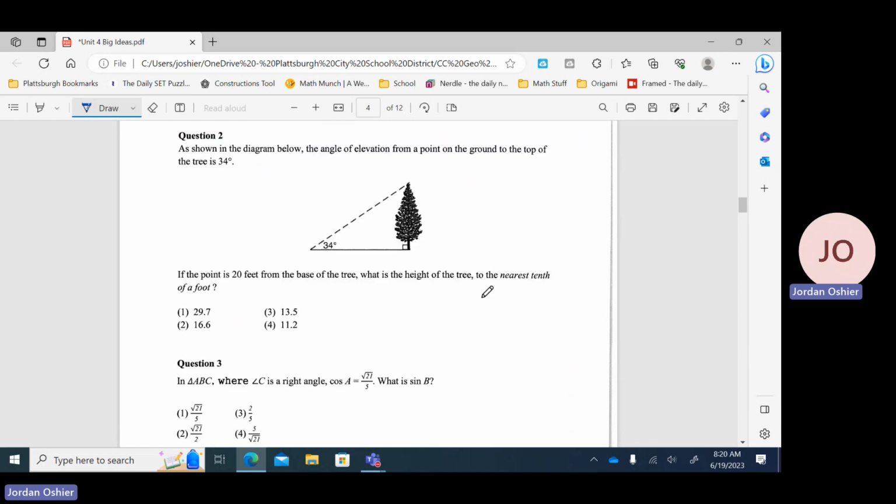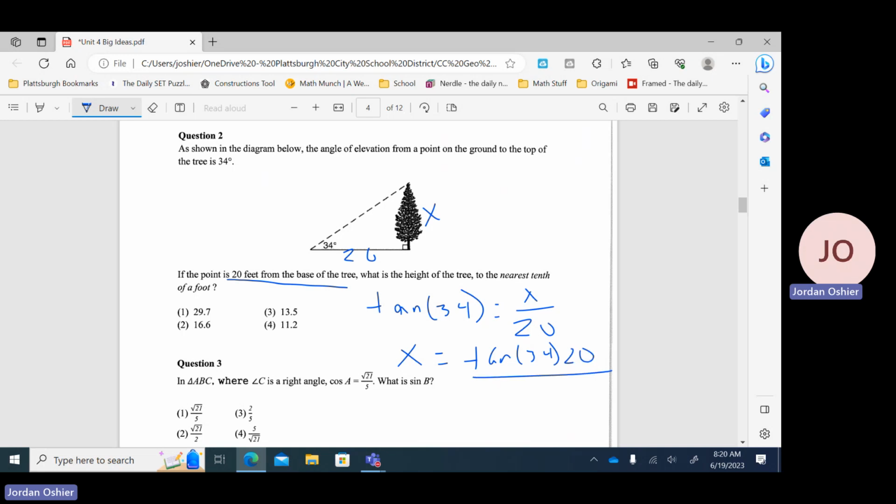And this next one, they're having you find the height of the tree, and they're telling you a point 20 feet from the base of the tree. Okay, so this is going to be a tangent problem. So tangent of 34 equals x over 20, and then you would multiply on both sides. So x equals tangent of 34 times 20. You would type it into your calculator just like that. All of the calculators for the Regents exam will be in degree mode already to go. And then it's just going to be that simple.